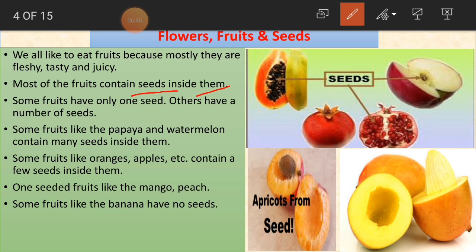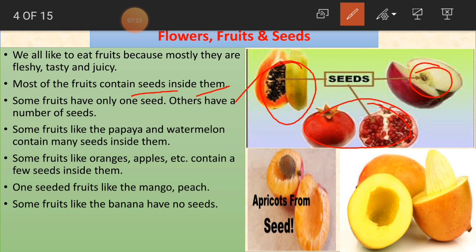As you are seeing in the picture, which fruit is there? Papaya. Here pomegranate. Here apple. We have seeds inside the fruits. Some fruits have only one seed, others have a number of seeds. Here if you see apple, it has just one, two or three seeds, very few, in the center of the fruit. And here pomegranate has so many seeds, and here papaya, so many seeds.